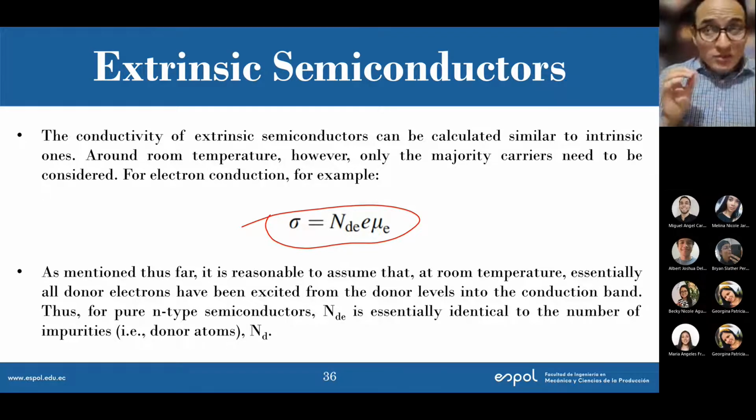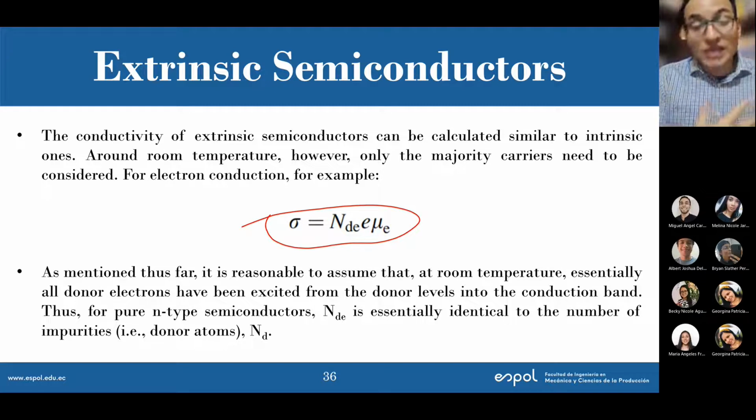So basically, we can safely assume that at room temperature, mostly all donor electrons will be excited from the donor levels into the conduction band. That's why, instead of using the whole number of electrons in the conduction band, we can just say the number of donor electrons, because that's basically what's contributing in extrinsic semiconductors to the electrical conductivity of the material. Okay?